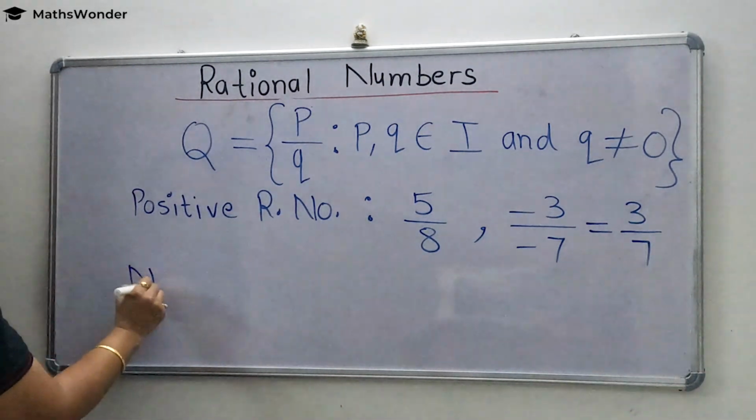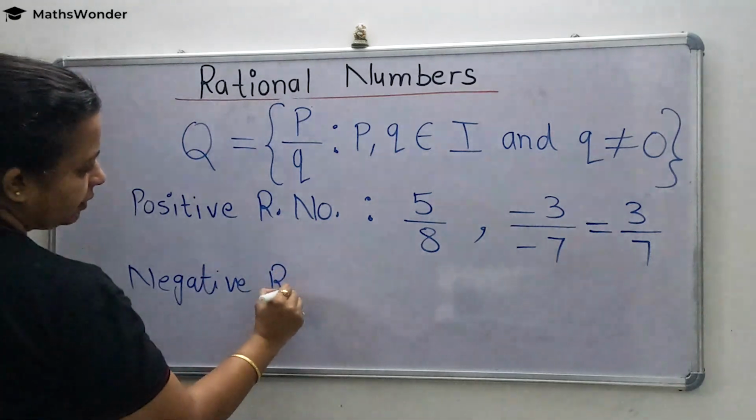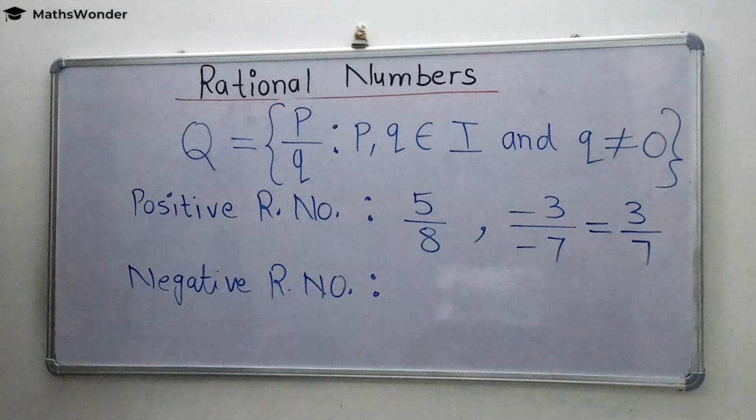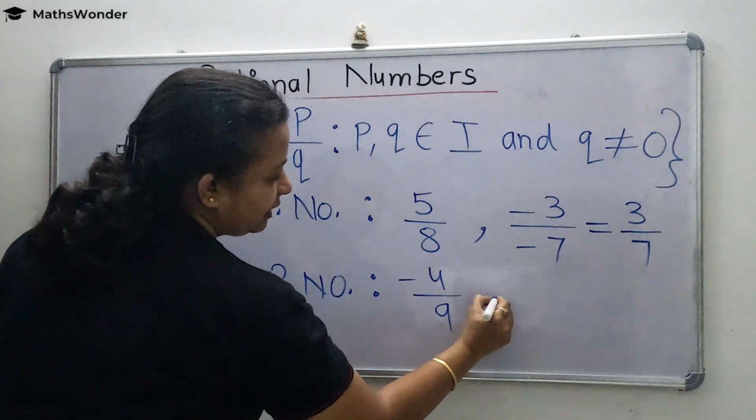Now, negative rational number. A rational number is said to be negative if its numerator and denominator are of opposite sign. Any one negative.